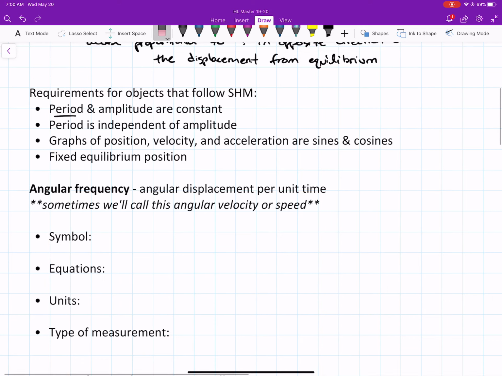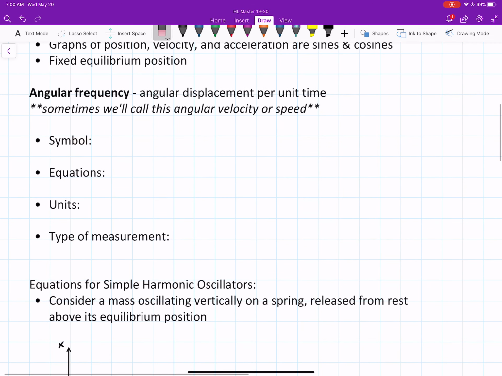Now, one thing that's important to understand before we get into some new content is defining what's called angular frequency. Sometimes when we're looking at circular motion, we'll call this angular velocity or angular speed. But all this really refers to is the angle you move through in some amount of time. The symbol we use for this is a Greek letter, omega. It looks kind of like a curvy W.